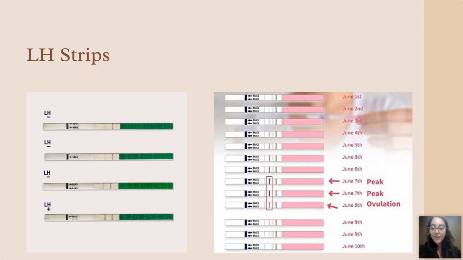So this is something that you would pee on between 12 and 6 p.m. For a pregnancy test, you want to use that first morning urine because it's going to be much more concentrated, whereas with LH strips, you're really trying to detect that peak and that surge. So you want to use that 12 to 6 p.m. window to keep it similar day to day.